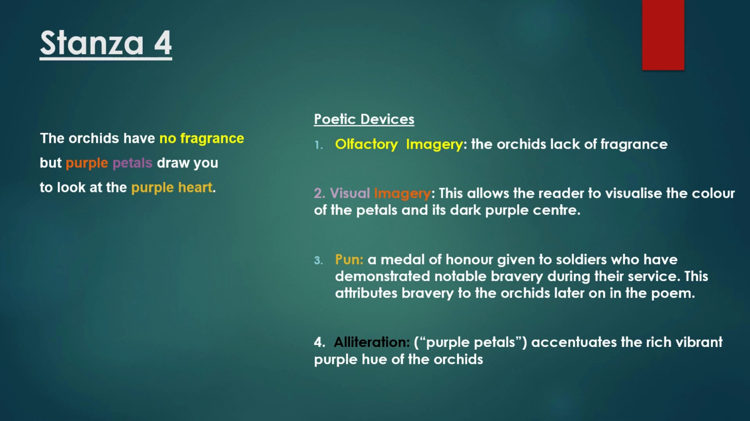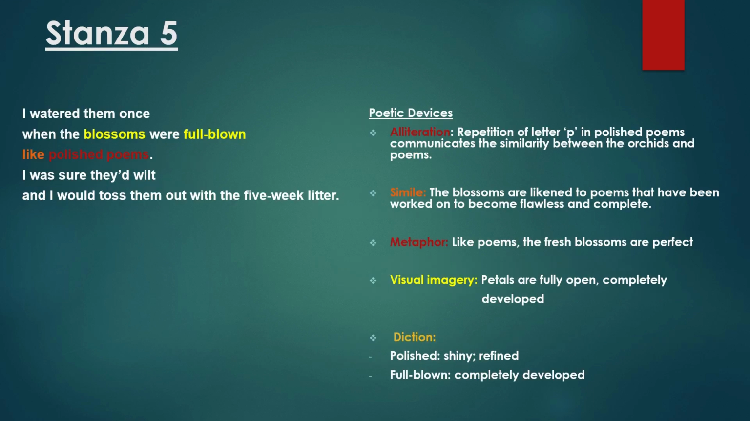There's also the use of alliteration. Alliteration occurs when we have the repetition of letters that are close. So in this case, the P is alliterated there in stanza 4, in the word purple and in the word petal. Okay, so this accentuates or highlights the rich, vibrant purple hue of the orchids, which actually helps us to understand why it captivated or captured the persona's attention, although this particular flower had no fragrance. Let's move on to stanza 5.